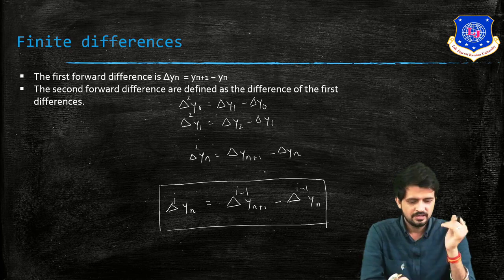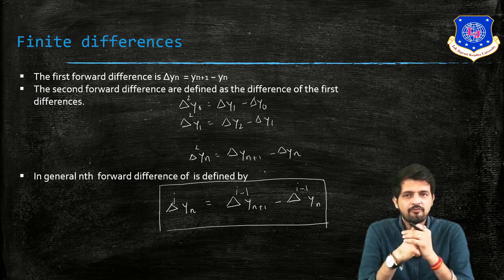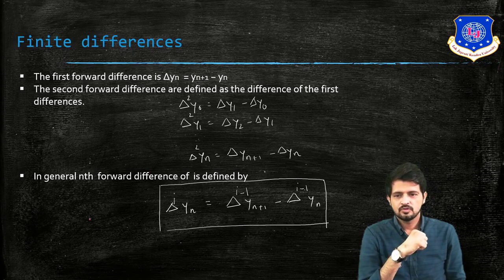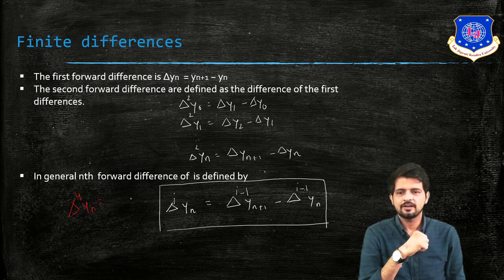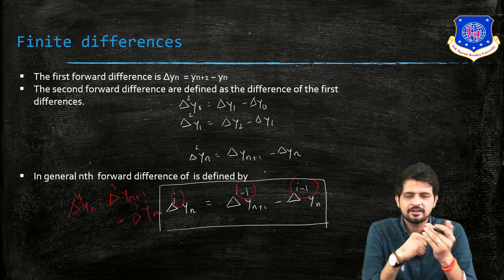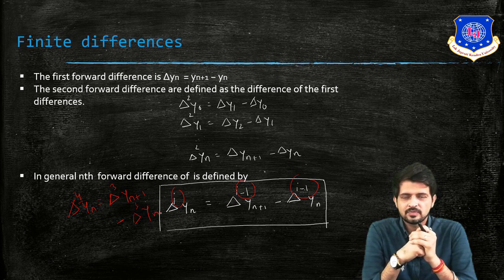So in general, if I want to find any nth forward difference, how can I find it? If I want to find del raised to 4, I have to take the difference of del cube. So it can be written as del cube yn plus 1 minus del cube yn. So in this way we can find the forward differences. The del operator is used to denote the forward difference.